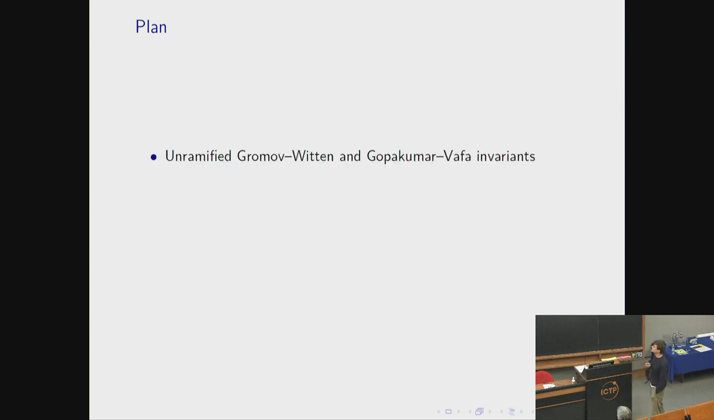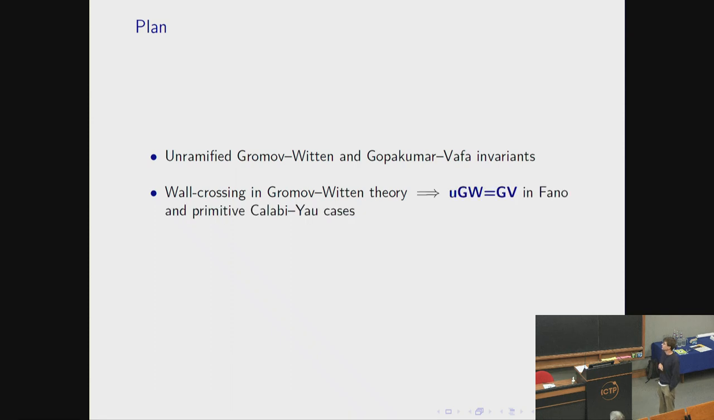A brief plan of the talk is as follows. Hopefully I'll start with a gentle introduction to unramified Gromov-Witten and Gopakumar-Vafa invariants. Then I'll talk about a certain wall crossing phenomenon in Gromov-Witten theory. Using this wall crossing, we can prove that unramified Gromov-Witten invariants and Gopakumar-Vafa invariants are equal for finite primitive Calabi-Yau cases. I'll explain what it means later.